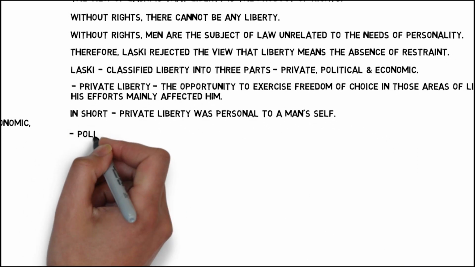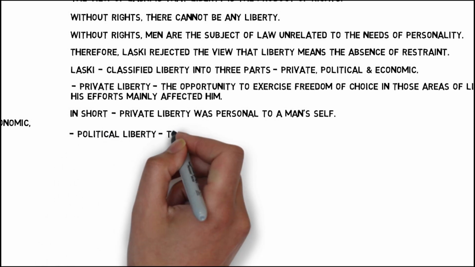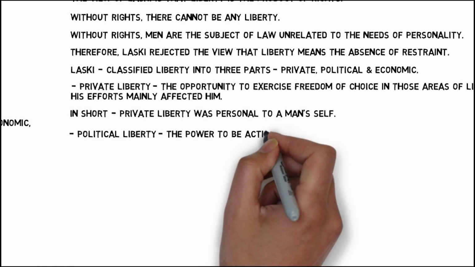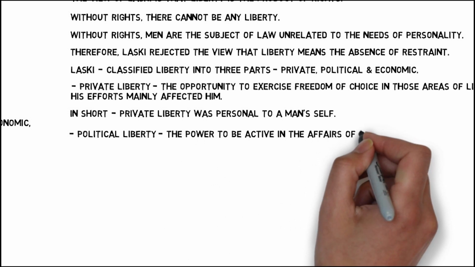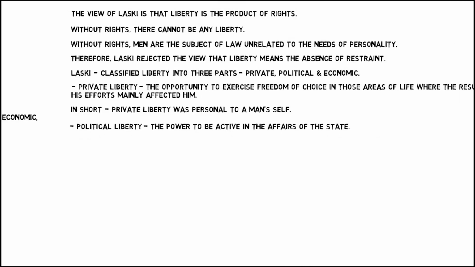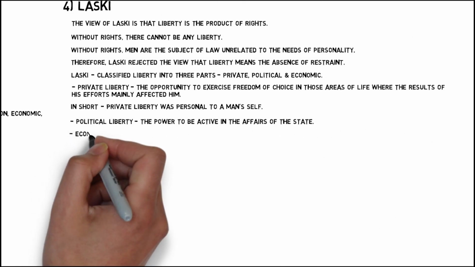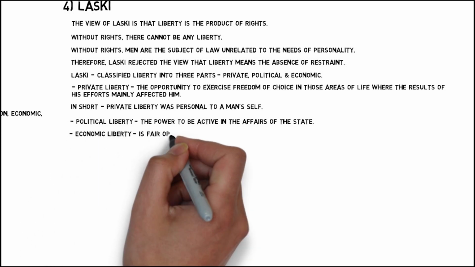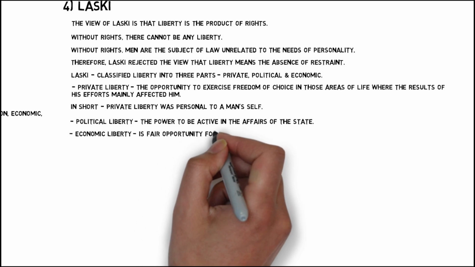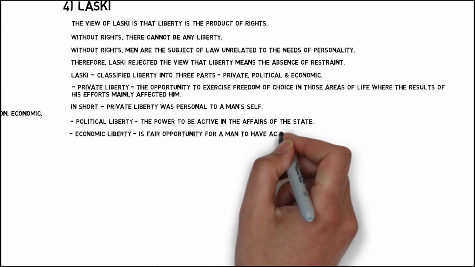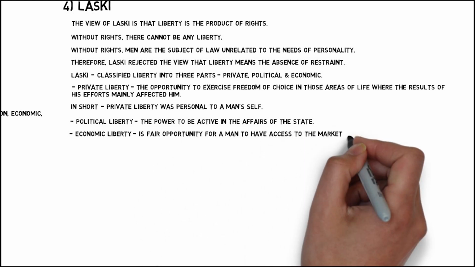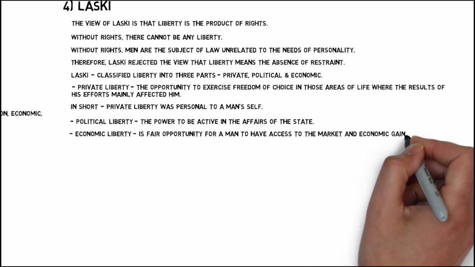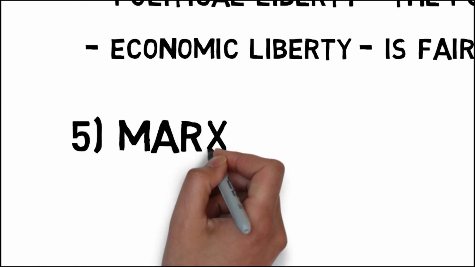Next, political liberty. It is the power to be active in the affairs of the state. That means every individual has a right to participate in the affairs of the state. And last, economic liberty. Here, it is a fair opportunity for a man to have access to the market and economic gain. That means every individual has a freedom, a liberty to have access and to participate in the economic as well as market. And last, we have the Marxian view.